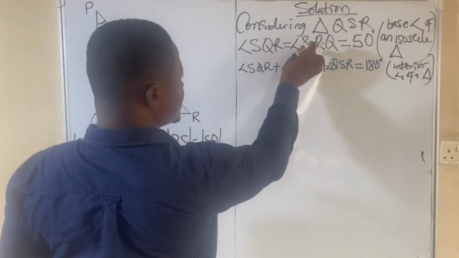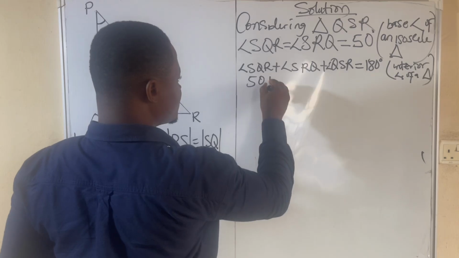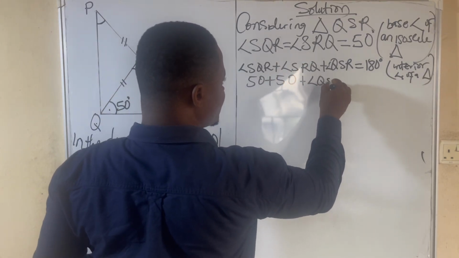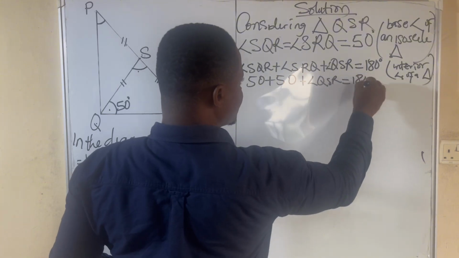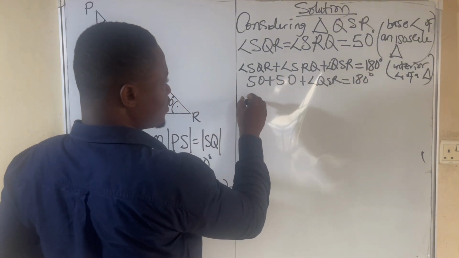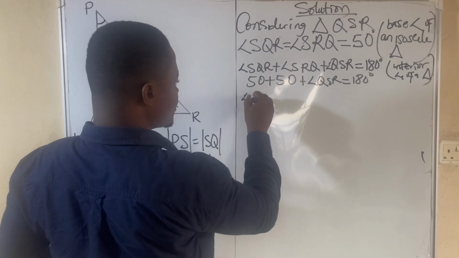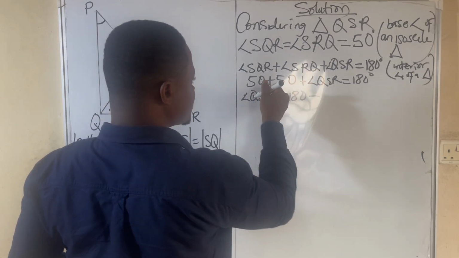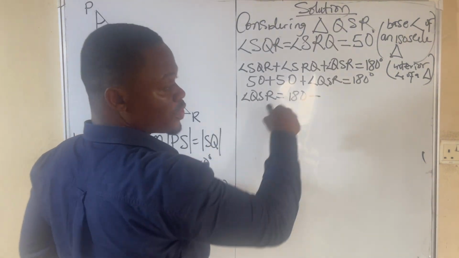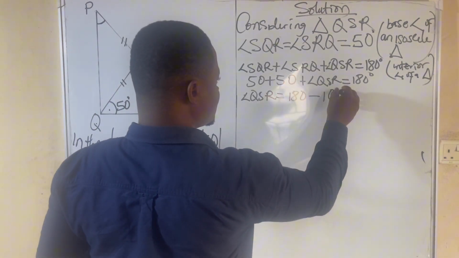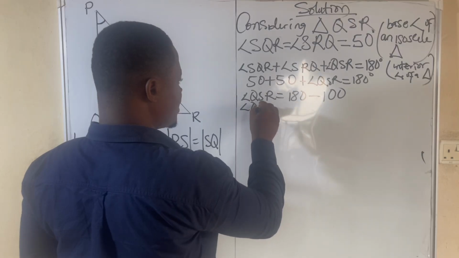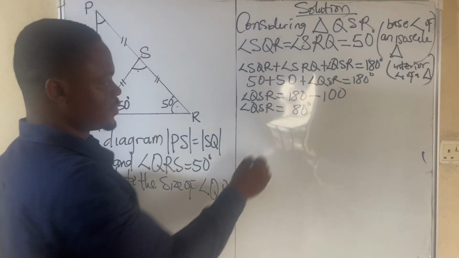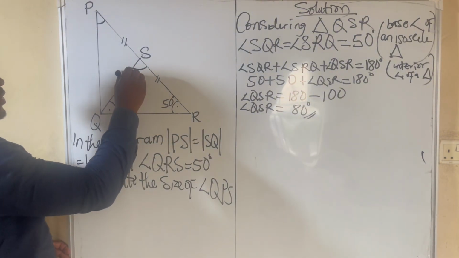Now we have 50 plus 50 plus angle QSR, which we don't know, equal to 180 degrees, meaning that angle QSR is going to be 180 minus 100, since if you add these two together it is 100 and they cross the equality sign. So angle QSR is equal to 80 degrees. So this angle here is 80 degrees.